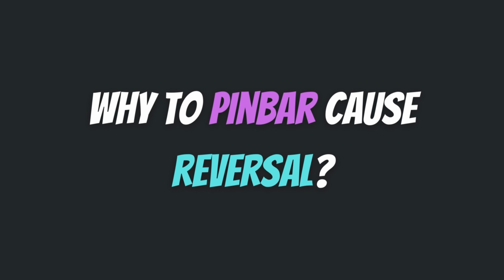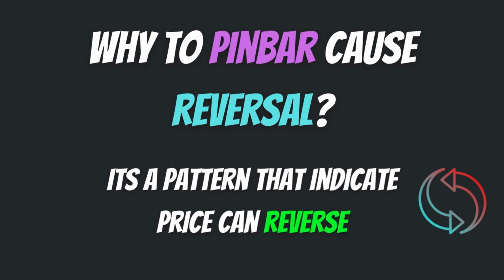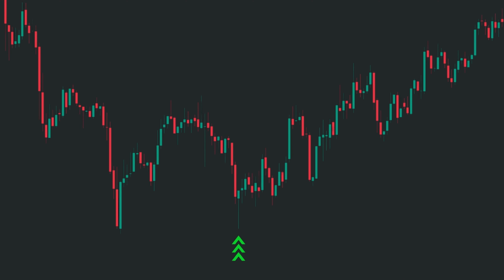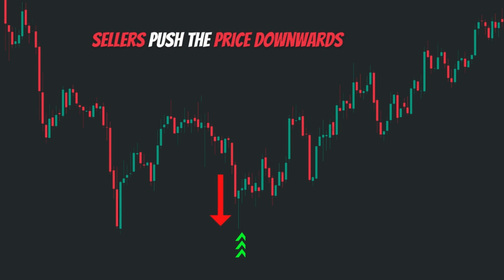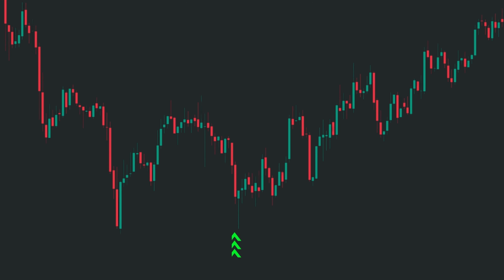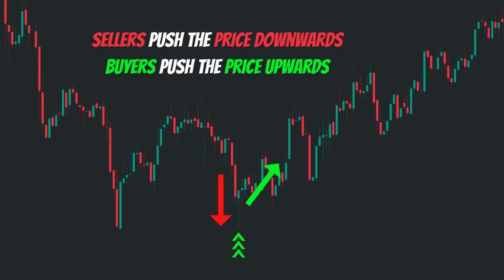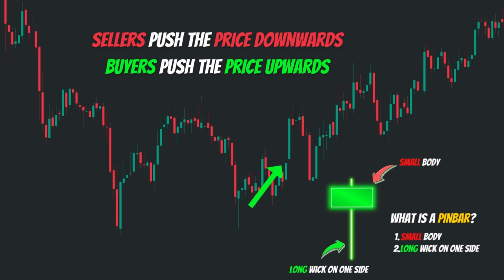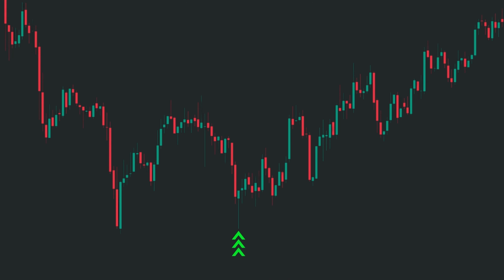Why does a pin bar cause reversal in market? It is just a candlestick pattern that signals a reversal is going to take place. Now, let us see this on charts and understand more clearly. Here, the first thing you must know is why a long wick is spotted. It is simply because the sellers pushed it downwards and later buyers got powerful and moved the price upwards. Pause this video and take a screenshot of this pin bar structure.